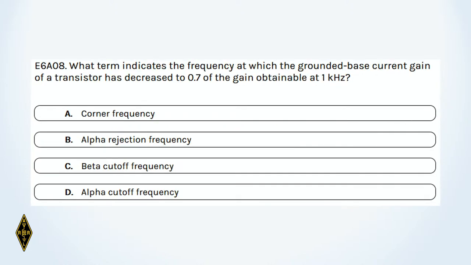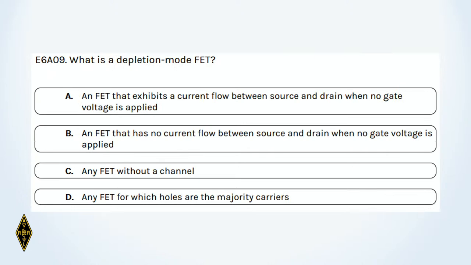And what term indicates the frequency at which the grounded base current gain of a transistor has decreased to 0.7 of the gain obtained at 1 kilohertz? E, delta? Yes, delta. That is the alpha cutoff frequency. And what is a depletion mode FET? Alpha. It is alpha. It's an FET that exhibits a current flow between the source and drain when no gate voltage is applied.